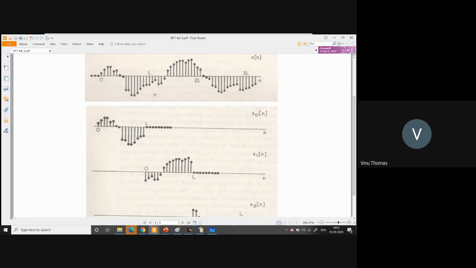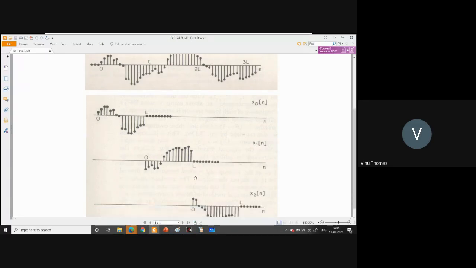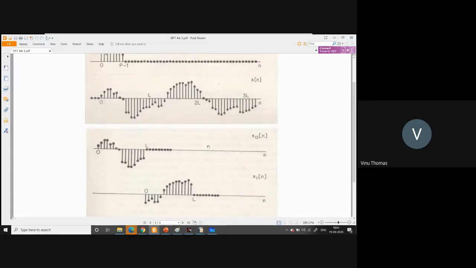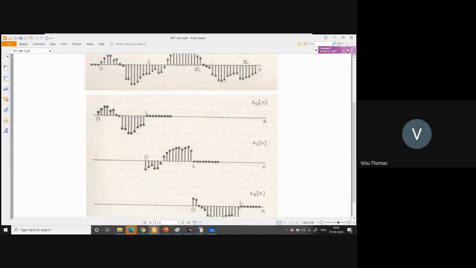So this is the first segment. This is the second segment. This is the third segment. If you append this to this part and this to this part, then you will get the entire sequence from 0 to this point. Right? Is it understood?